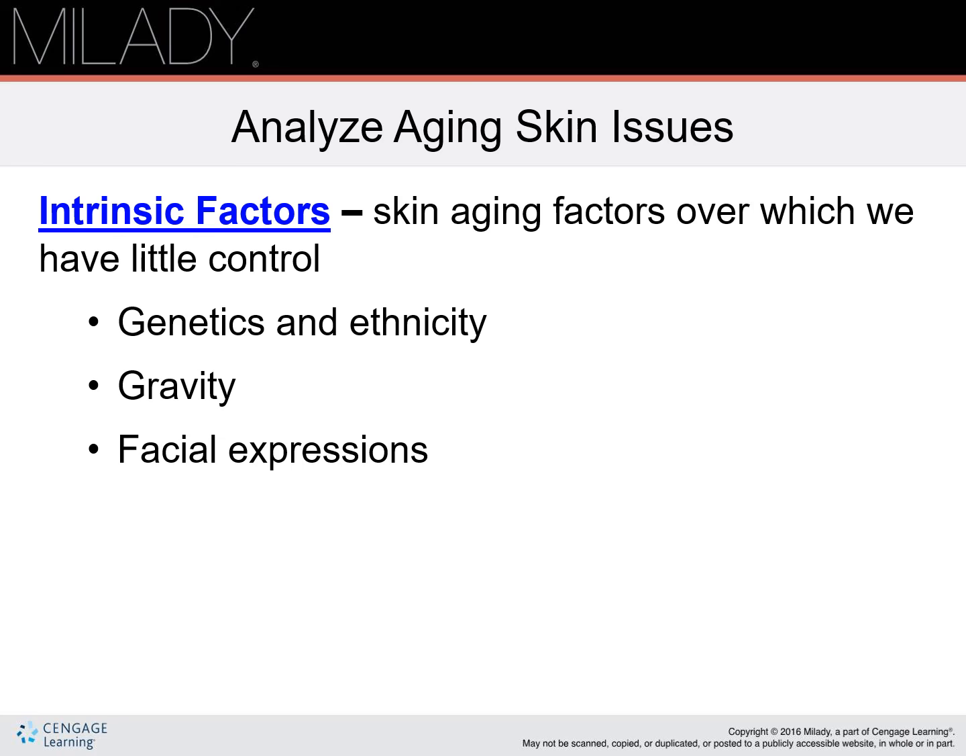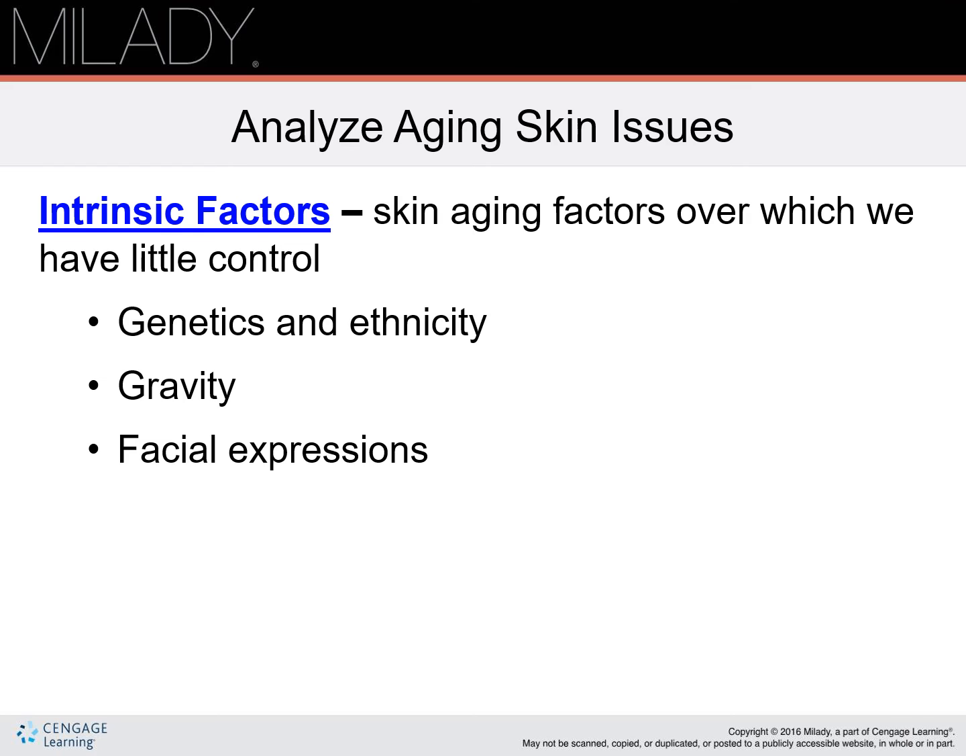So let's talk about intrinsic factors first. These are skin aging factors over which we have very little control. This includes our genetics, our ethnicity, gravity, and facial expressions, okay? Extrinsic factors are primarily environmental factors that contribute to aging and the appearance of aging. Many scientists and dermatologists believe that extrinsic factors are responsible for up to 85% of skin aging.